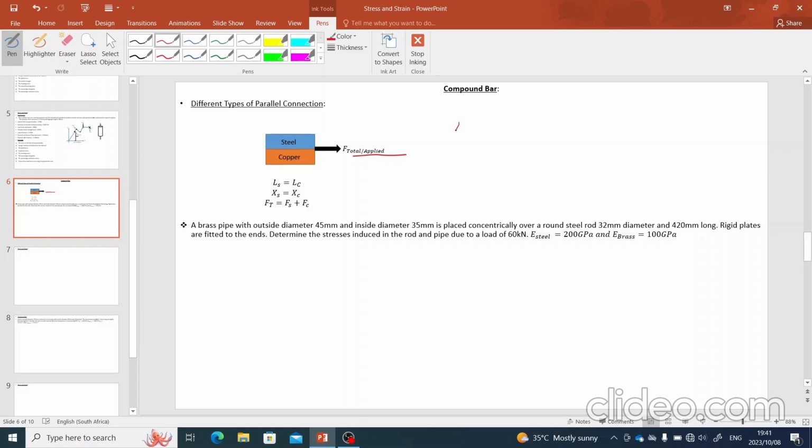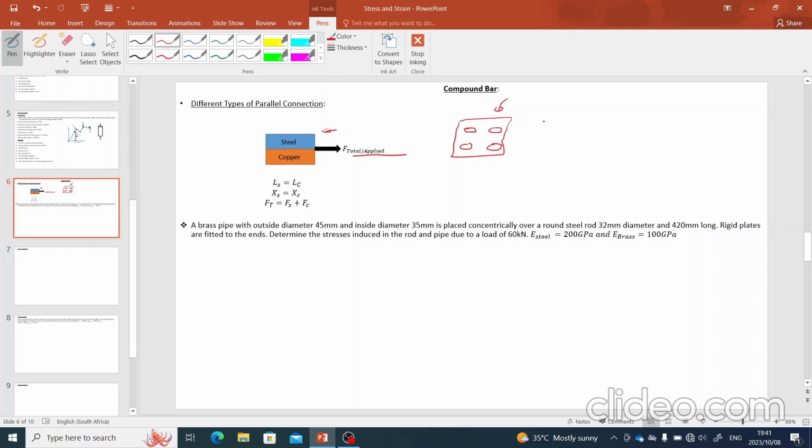Then you are having another one which consists of your concrete, but the principles are the same. You deal with it the same. Let's say this is your concrete, then there's reinforcement steel. This is as well a parallel connection. How you deal with it is exactly the same as how you deal with this parallel connection.